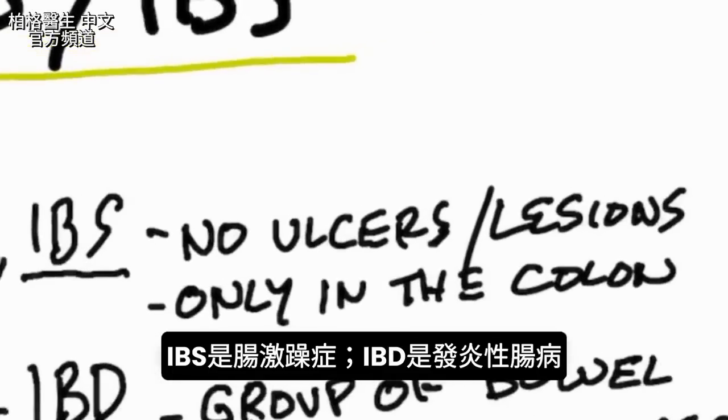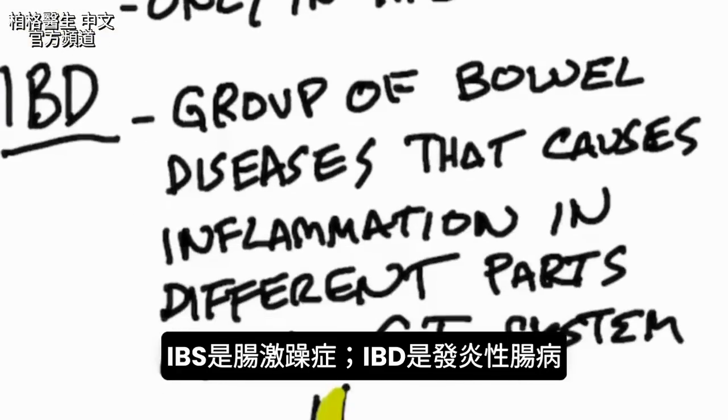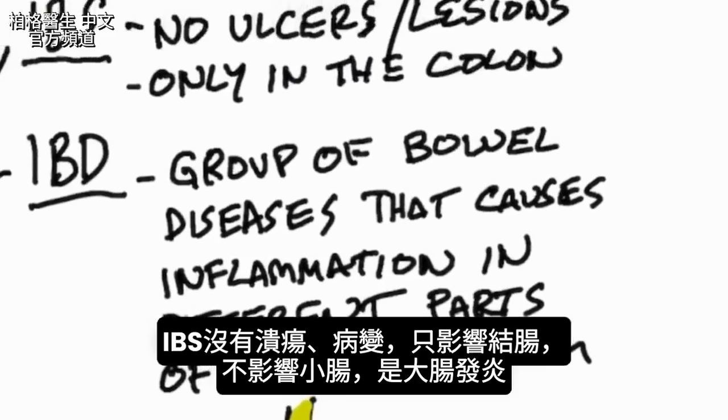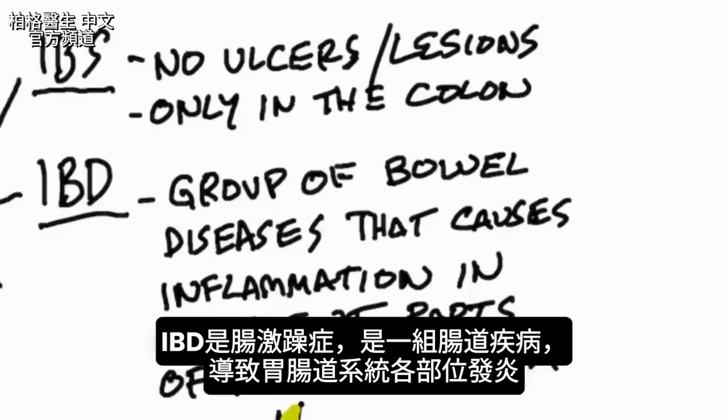All right, now let's switch over to IBS. That's irritable bowel syndrome. And then we have IBD, which is inflammatory bowel disease. Now, the difference between IBS and IBD is this. In IBS, there's no ulcers, there's no lesions. It only affects the colon, not the small intestine. So basically, you have inflammation in your large intestine. All right, IBD is inflammatory bowel disease. It's a group of bowel diseases that cause inflammation in different parts of the GI system, okay?